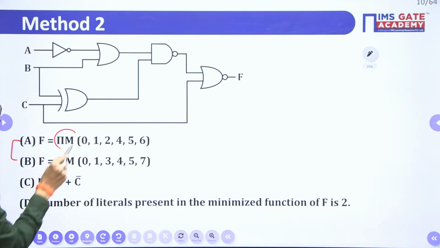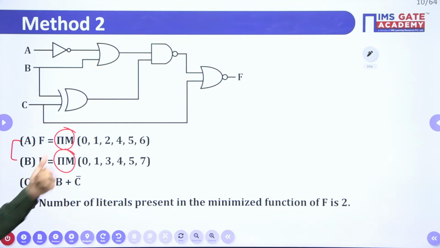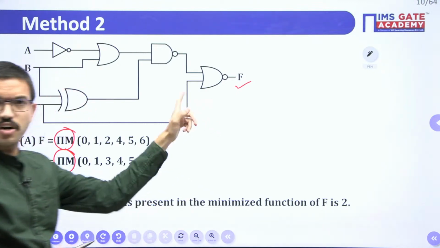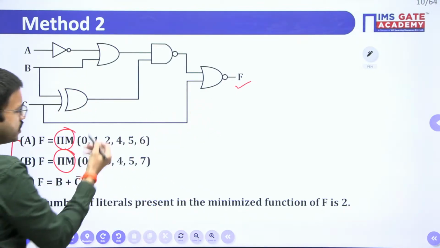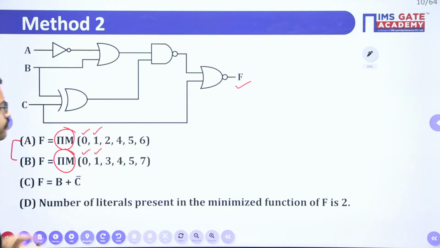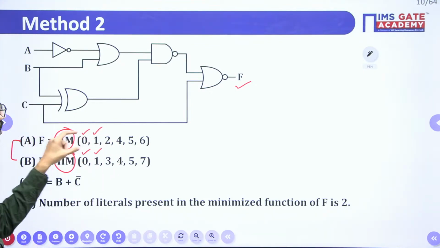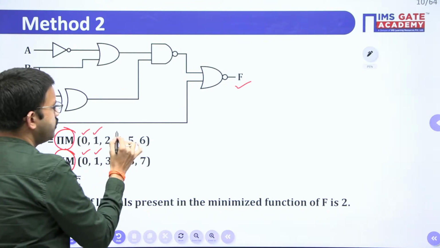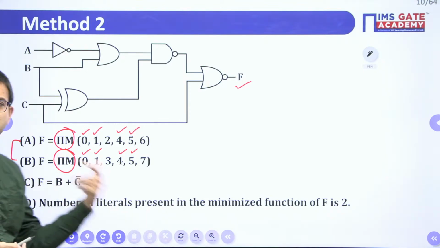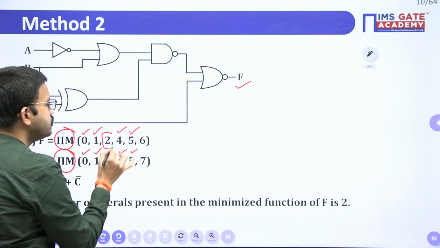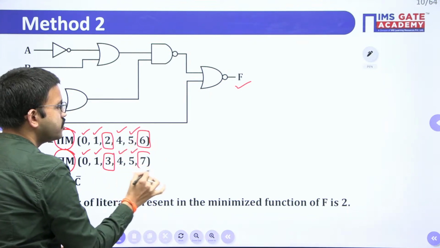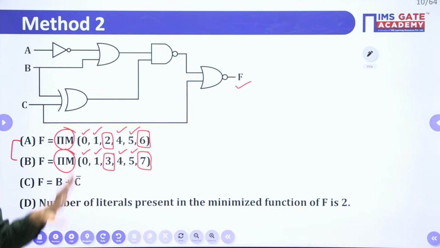First two options they have given what? Pi capital M. That corresponds to the output function only. Okay. So just observe these two functions regarding 0, regarding 1. Both are the same. In both the functions, the same numbers are there. And here 4, 4, 5, 5. Both are present. Now, where is the difference coming? Here you have 2, but they have given 3. Here you have 6, but here you have 7. Okay, see what is your observation?